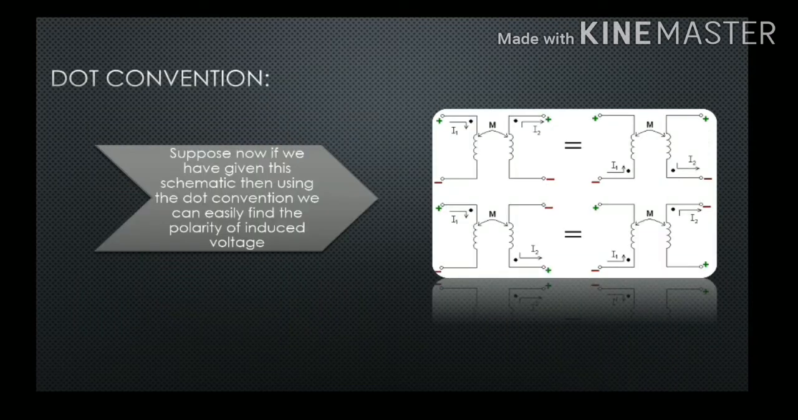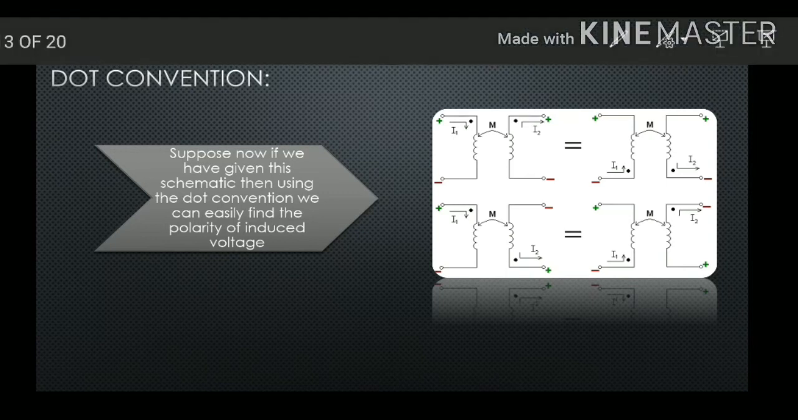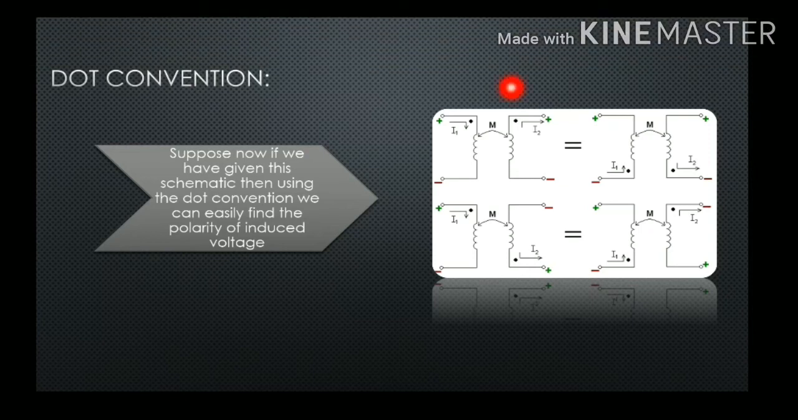Suppose now we are given this schematic. Using the dot convention, we can easily find the polarity of the induced voltage. Here, the currents are entering the coils at the same time and leaving the coils at the same time, so that the voltage induced due to the mutual inductance will be positive. V is equal to M into di by dt. But in this case, the current is entering the coil at one side but leaving the coil at the other side, so that in this case the voltage induced due to the mutual inductance will be negative.